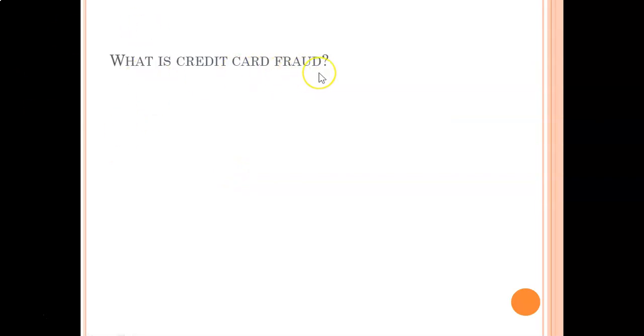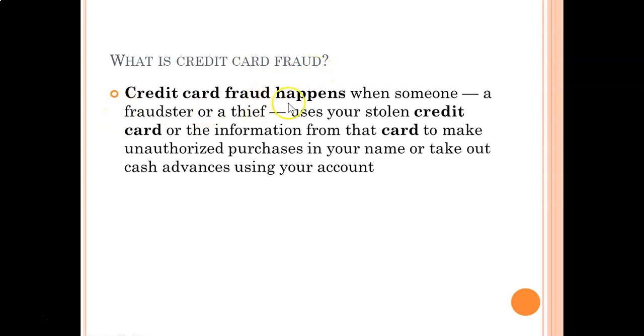So what is credit card fraud? Credit card fraud happens when someone, a fraudster or a thief, uses your stolen credit card or the information from that card to make unauthorized purchases in your name or take out cash advances using your account. So basically people can use your credit card information and make purchases or take out cash without your permission because they've stolen those details. We're going to extend credit card fraud to online credit card fraud. So let's have a look at the next slide.